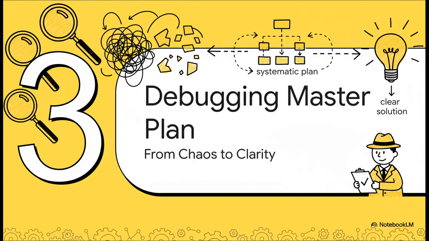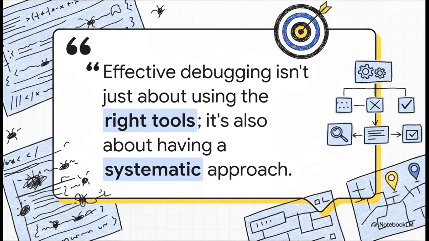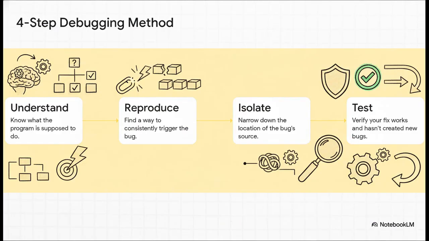So, having the best tools is one thing, but a great detective also needs a method, a system. You need a plan of attack to go from total chaos and confusion to a clear solution. And this really is the key. Without a plan, you're just randomly changing things and hoping something works. People call it shotgun debugging. But with a system, you're the one in control of the investigation.